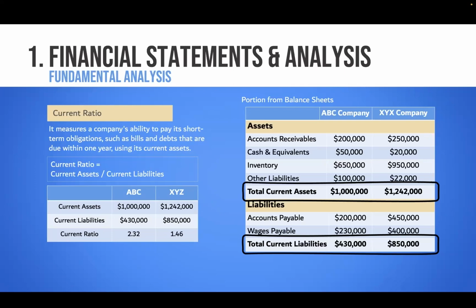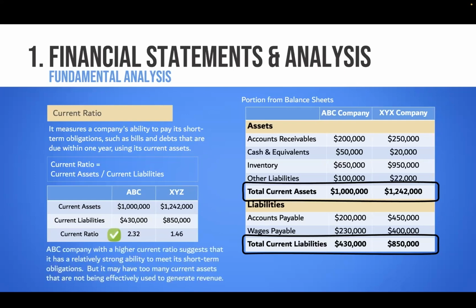And then XYZ has a ratio of 1.46. So what they are saying is if something bad happens, if they have to sell everything, if they needed to pay off the liabilities fully, ABC can sell $1 million of assets, pay off 430K, and would still have some money.